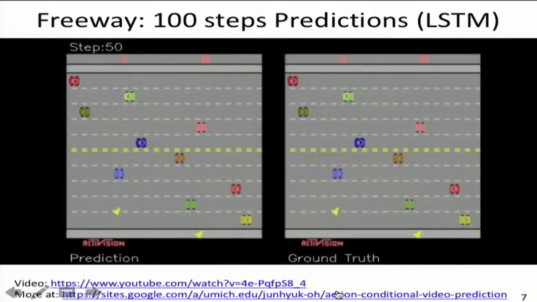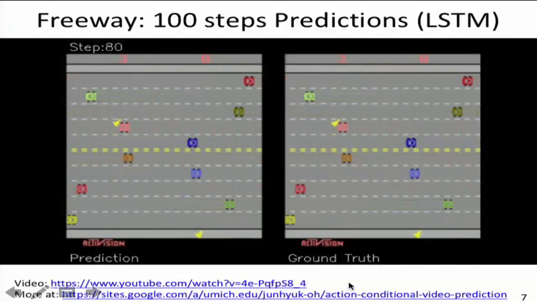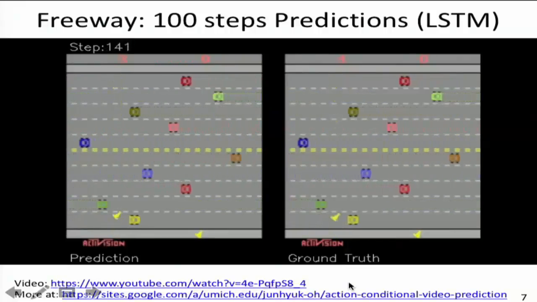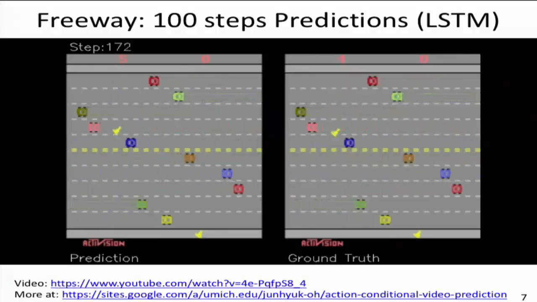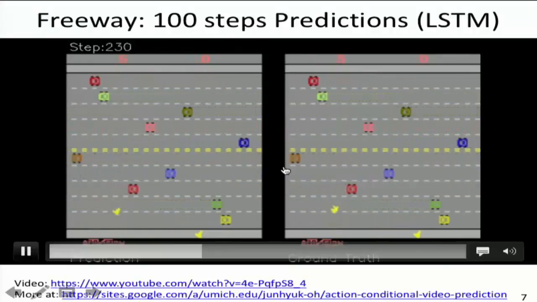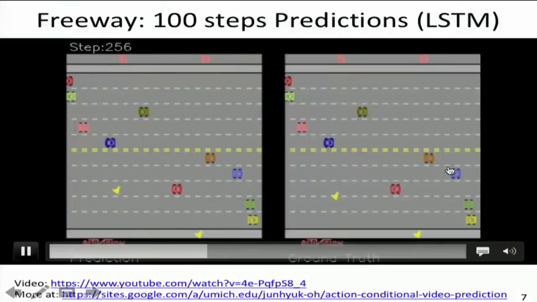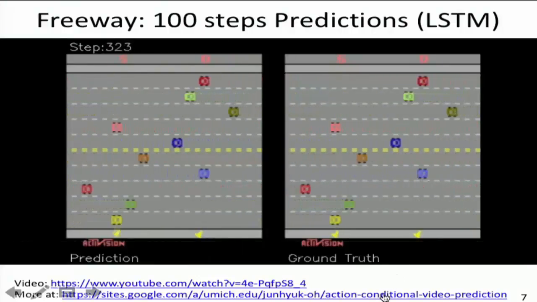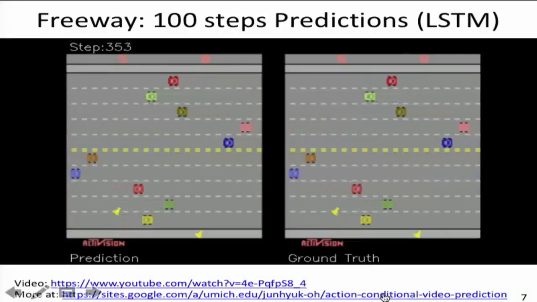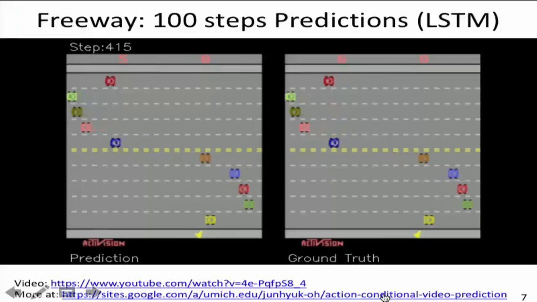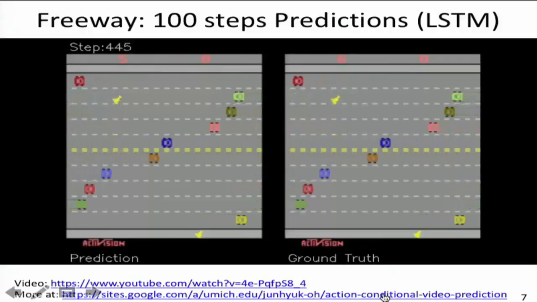Basically the reason is that this dynamical system is deterministic. For example, when a car moves to the end of the road, it will reappear on the right side, and so on. So it is 100% predictable without any uncertainty. In that case, this network has learned to nail down this problem very, very well.